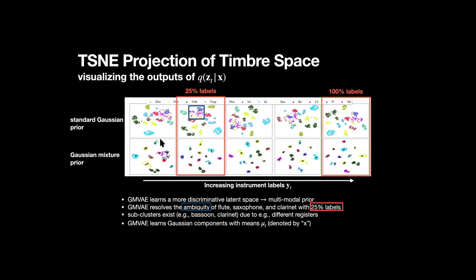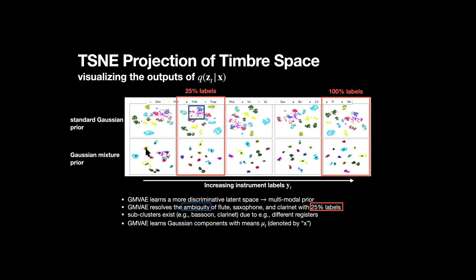For the first row, the first column refers to the unsupervised scenario, meaning that we don't include any of the instrument labels for training. On the rightmost column, we used 100% of the instrument labels for training. As you can see in the unsupervised scenario, where we don't have any of the instrument labels, both of the cases have some ambiguity around this area. And the other difference is that the Gaussian mixture prior can learn multiple crosses here.